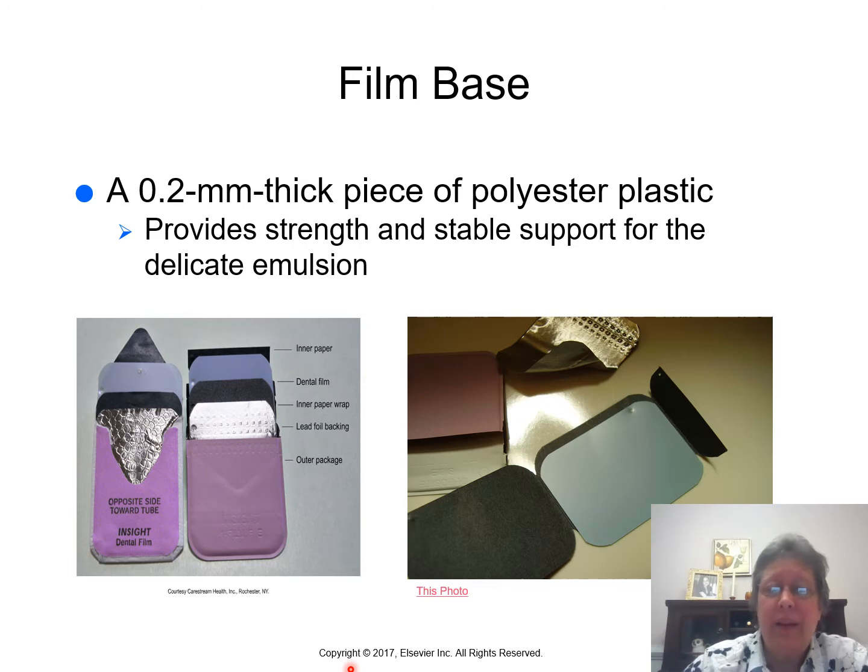Here's a closer look at the film base. We just said that it is a 0.2 millimeter thick piece of polyester plastic. It provides the strength and stable support for that delicate emulsion that is going to capture that latent image. When the film is fresh, it will have this slight bluish green tint. So film actually has an expiration date. There's a correct way to store it to ensure that the film is going to stay fresh and that you get the best image that's possible.